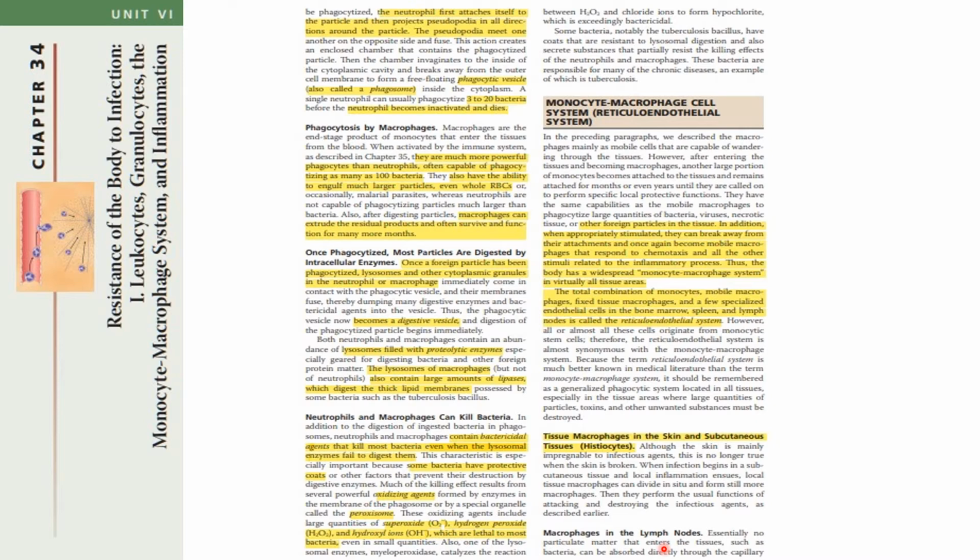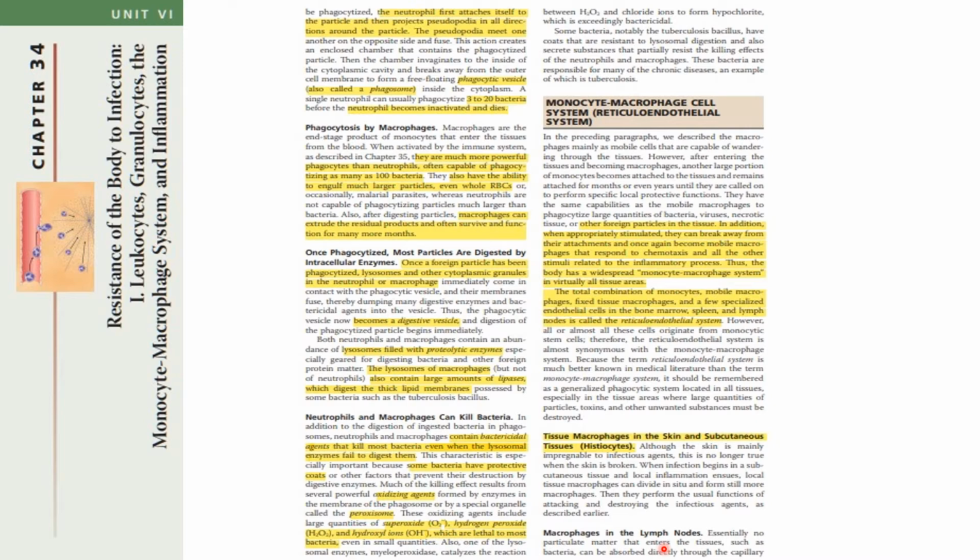Once the foreign particles have been phagocytized, lysosomes and other cytoplasmic granules in the neutrophil or macrophage will immediately come in contact with the phagocytic vesicle, and their membranes will fuse and become a digestive vesicle. Both neutrophils and macrophages contain an abundance of lysosomes filled with proteolytic enzymes, which are especially geared for digesting bacteria and other foreign matter. Lysosomes of macrophages also contain large amounts of lipases, which digest the thick lipid membrane possessed by some of the bacteria.